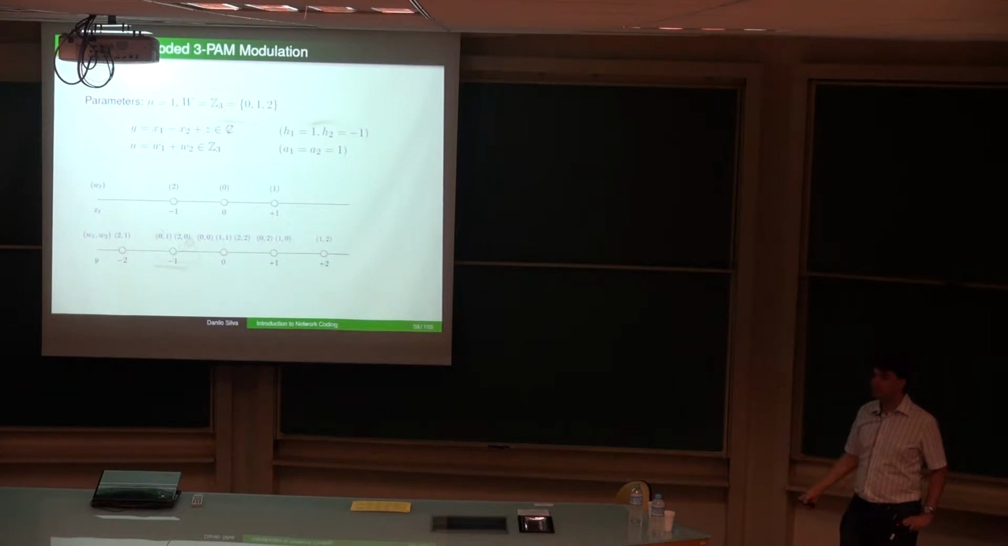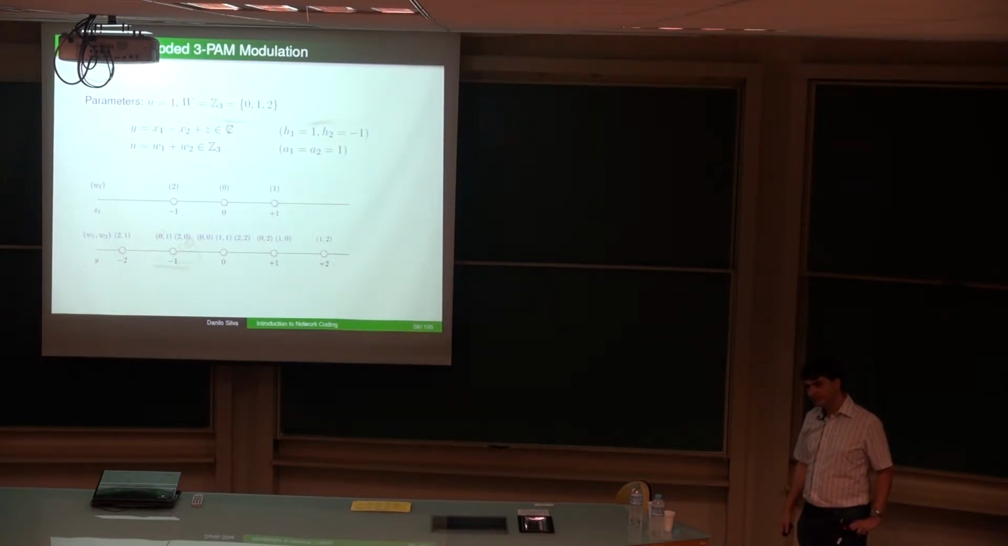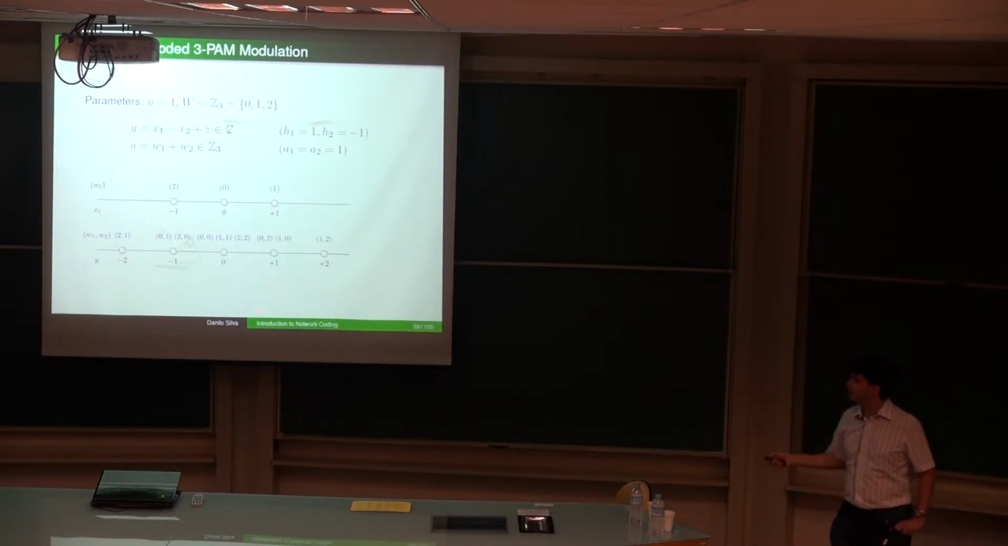So what could you do? Any suggestion? Yes. Both transmit 2. When both transmit 2, one is transmitting -1, and the other is also transmitting -1, but it's negated here, so you get +1 and it goes to 0.